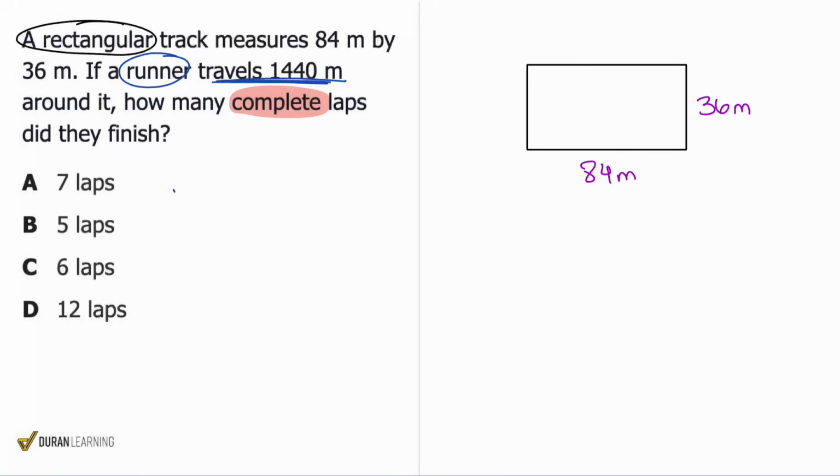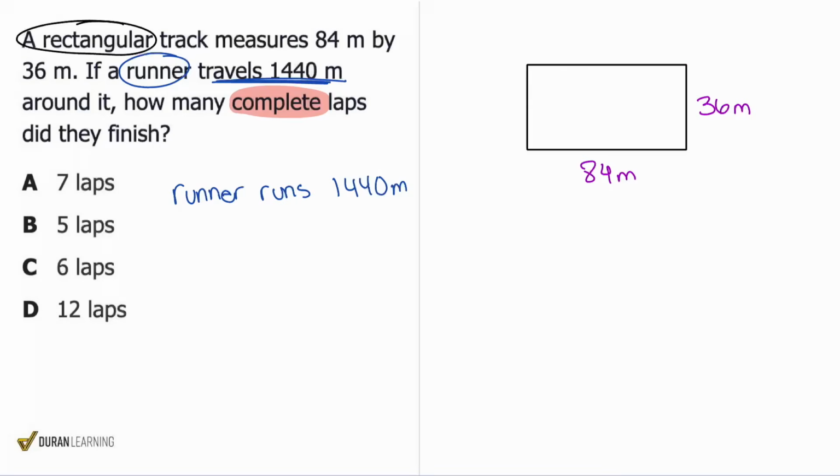So I'll say that the runner runs 1,440 meters. That's going to come into play, everybody, because do we even know how much one lap is to see what we can take away? Not yet. But can we find it given the information we have? Absolutely. We have our length right here. We have our width right there.